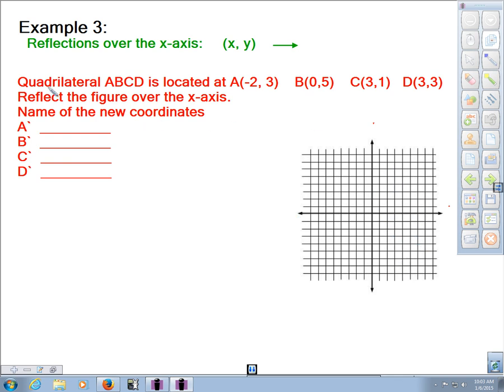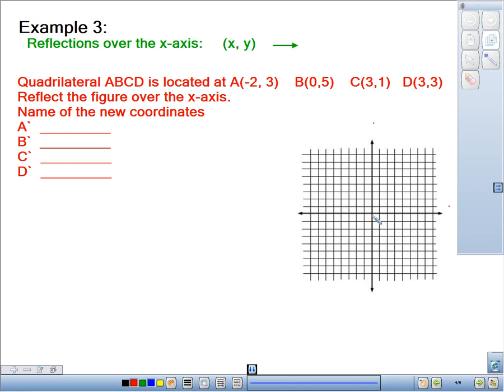Now, we're going to use a quadrilateral this time instead of a triangle. So we're going to use quadrilateral ABC. A is going to be at -2, 3. So let's go ahead and plot that. So we'll go -2, so that's left 2, and then 3, up 3. So here's A. Let's do that in red. Keep our pre-images all the same color.